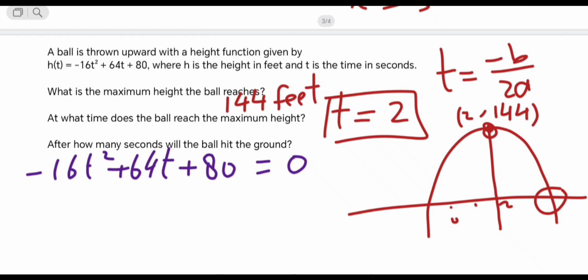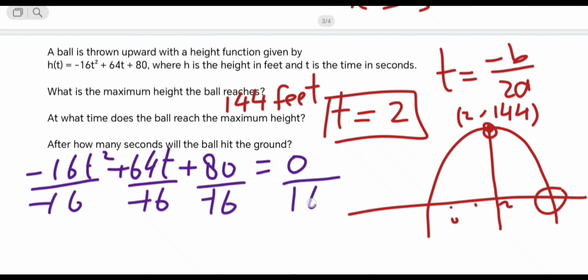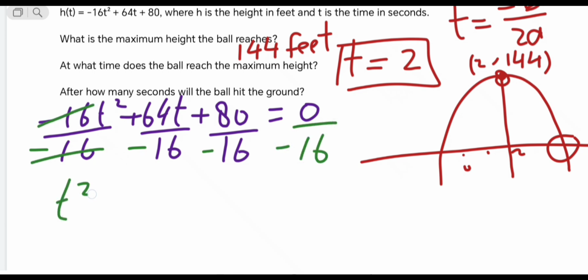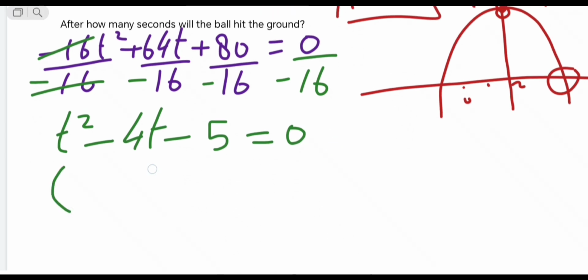Now we can divide everything by 16 to make it easier. You can divide by minus 16 also, no problem. So this cancels, and t squared minus 64 divided by 16, which is minus 4t, and minus 80 divided by 16, which is minus 5, equals 0. Zero divided by something equals 0. So now we can factorize easily.